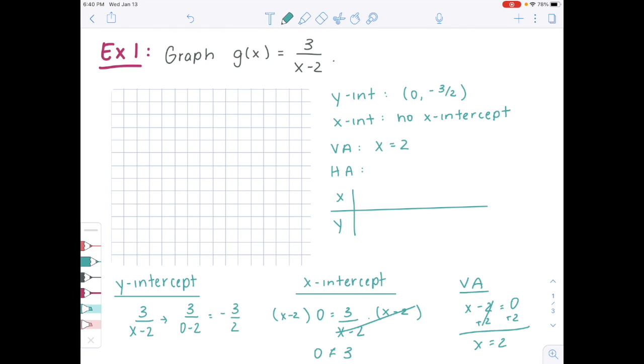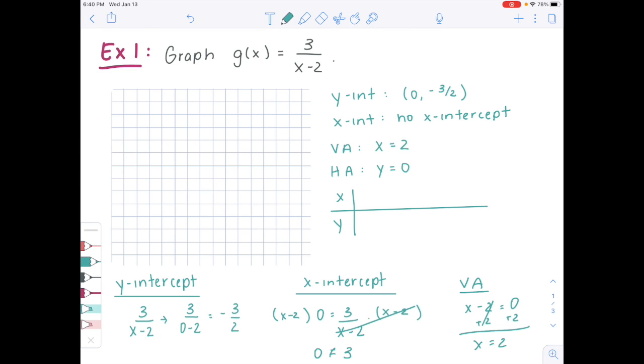And then to get my horizontal asymptote, I have to use my rules. I look and say, okay, the degree of the denominator is 1. The degree of the numerator is 0. So the denominator has a bigger degree. Since the denominator has the bigger degree, my horizontal asymptote is at y equals 0, which also makes sense because I don't have an x-intercept. So I know that my graph is definitely never crossing the x-axis, because the x-axis is the same thing as the line y equals 0.